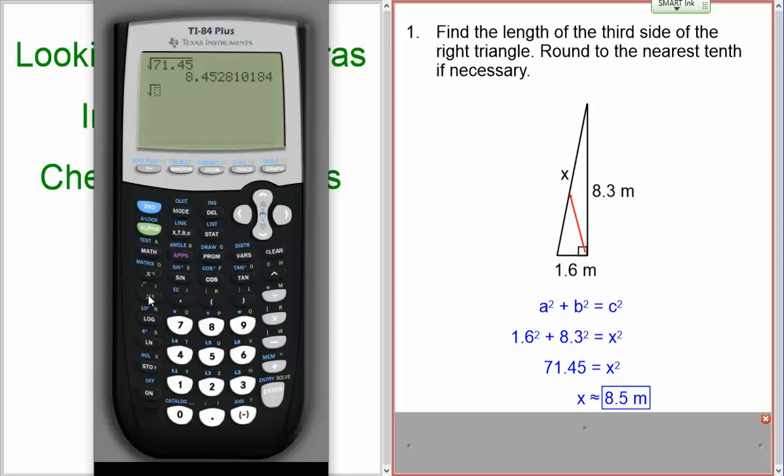Little shortcut bonus for watching the video. You could just do the square root of 1.6 squared plus 8.3 squared, and you only have to hit enter once and you'll get the answer. So, finding 71.45, if we're just going to round anyway, use the calculator. There's the entire Pythagorean theorem right there.